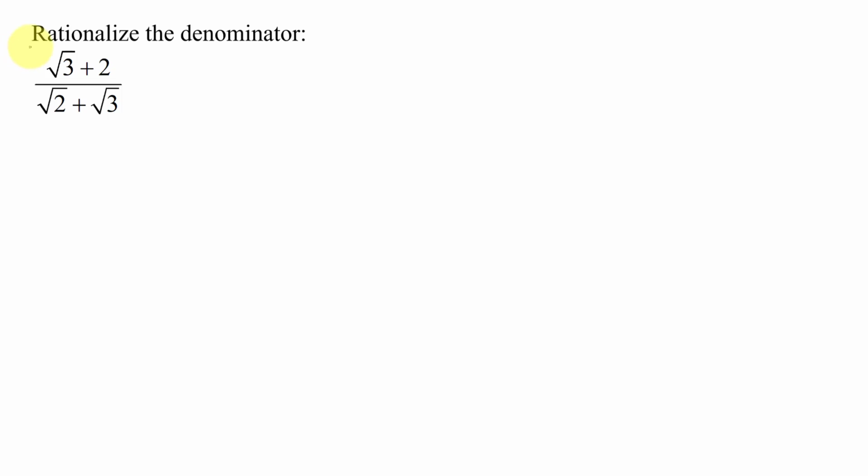In this example, I need to rationalize the denominator in the expression the square root of 3 plus 2, all divided by the quantity the square root of 2 plus the square root of 3. Well, looking at the denominator, how many terms are there in the denominator? There are 2 terms in the denominator and they involve square roots. So how do we rationalize problems that look like this?